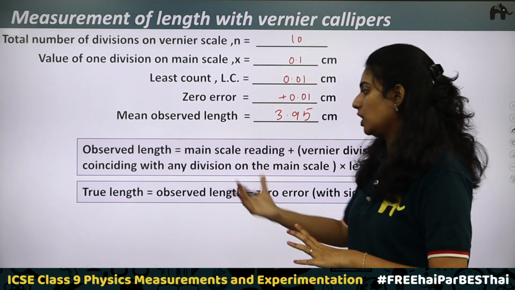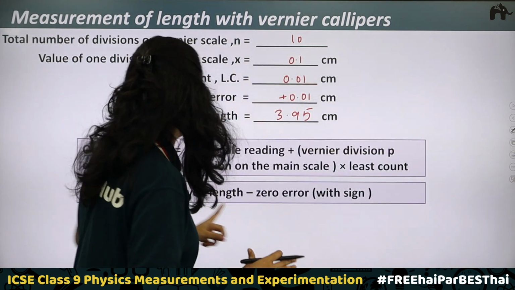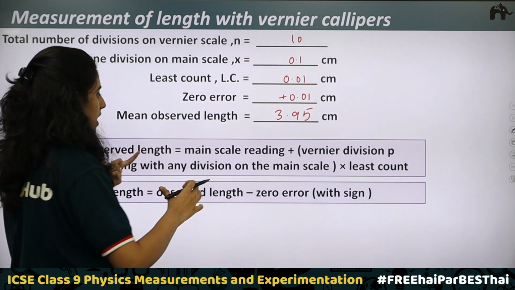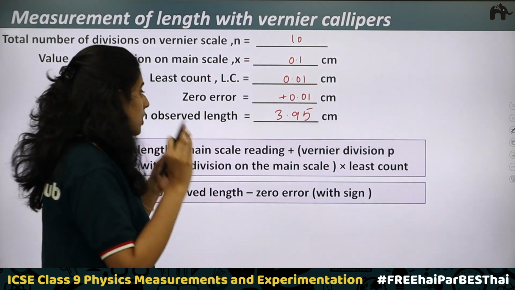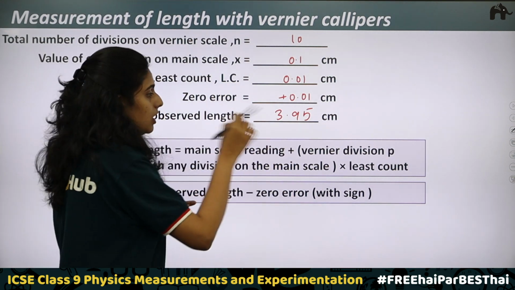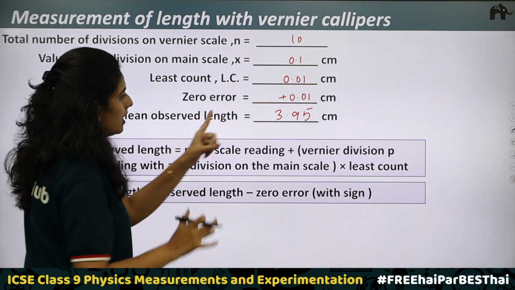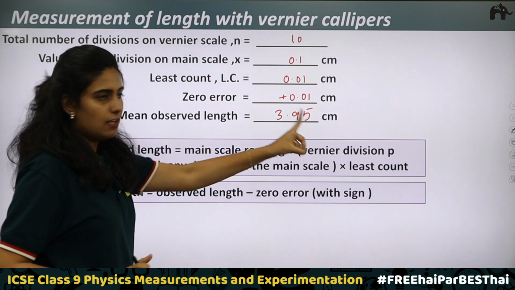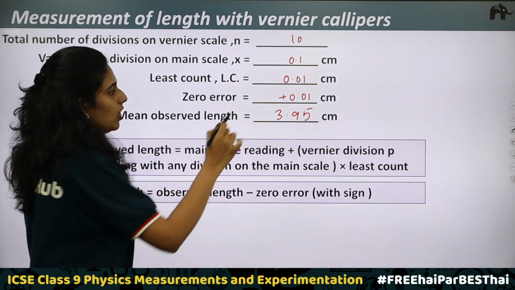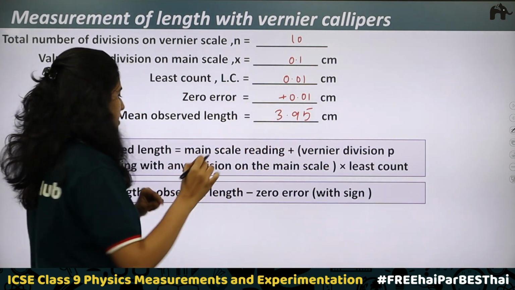To get the true value or the true length, we know how to find the observed length. Observed length will be main scale reading plus vernier scale division, that is P into the least count value. So here we have got the observed length, mean we have taken, which is 3.95. We know what the zero error is. Zero error is plus 0.01 centimeter.